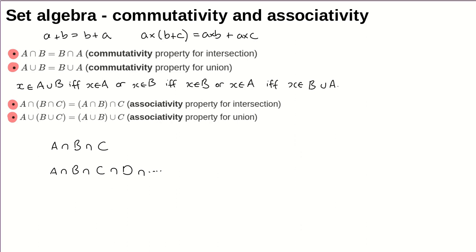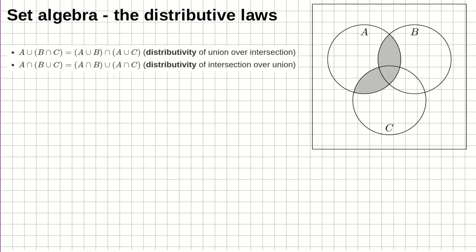Okay, so this is really the use of associativity. It allows us to form expressions like this without having to write dozens and dozens of brackets to explain what we mean. Okay, let's now move on to some of the other laws which govern the behaviour of intersections and unions.